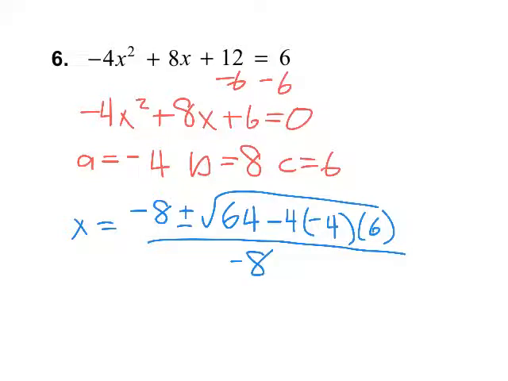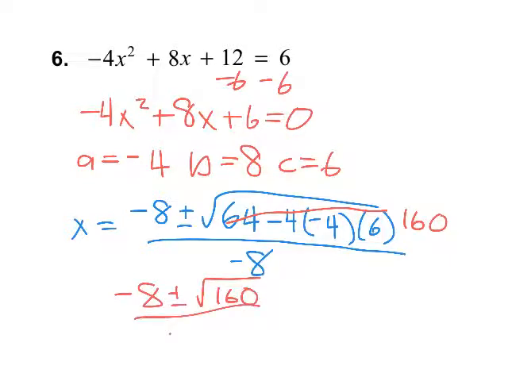All right, so what do we have here? Negative 4 times a, which is negative 4, times c, which is 6, gives me a positive 96. Don't forget to add that 64 on there, and I get 160. So this whole part right here is 160. Okay, so I have negative 8 plus or minus the square root of 160 over negative 8.